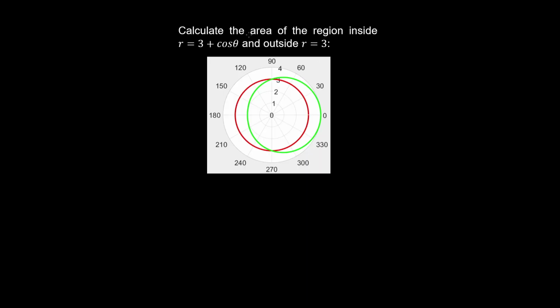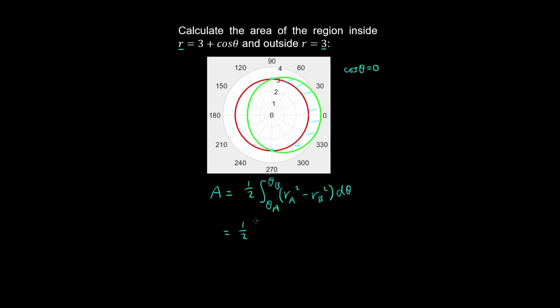Let's calculate the area of the region inside the limacon and outside the circle. That would be this region over here. Recall that the area between curves is defined as follows. If you substitute r equals 3 into this equation, you can see that the curves intersect when cosine theta is 0, so theta is a multiple of pi on 2. These are the intersection points over here.